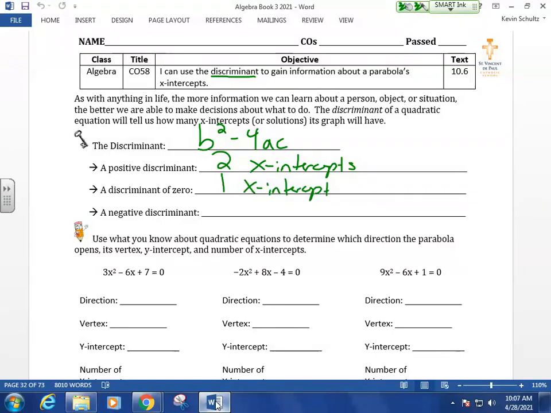And someone with a good memory, remind us what it means for a parabola to have 1 x-intercept. How is that possible? If what goes down comes back up or what goes up comes back down, how can it only cross the x-axis one time? Miranda? If the vertex is on the x-axis. Okay? If your discriminant is negative, it means that there are no x-intercepts. It does not cross the x-axis.